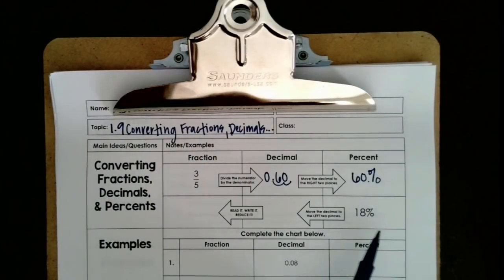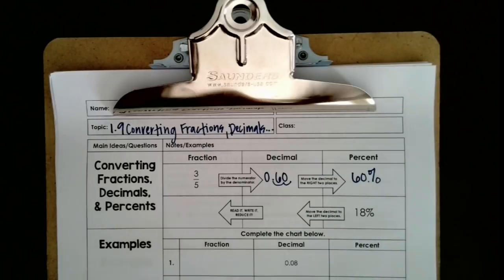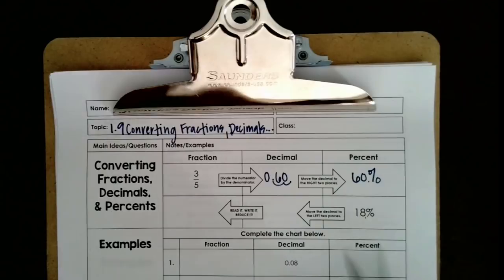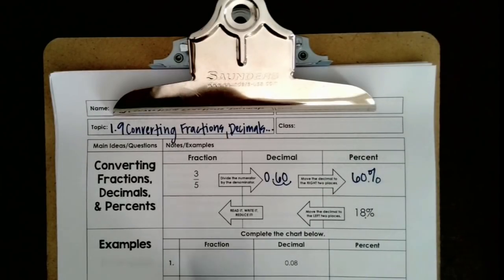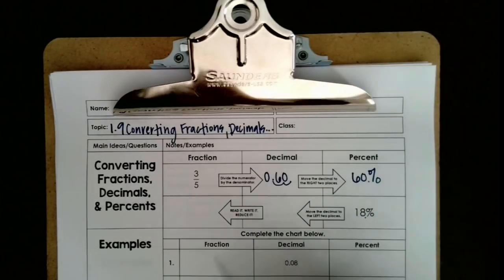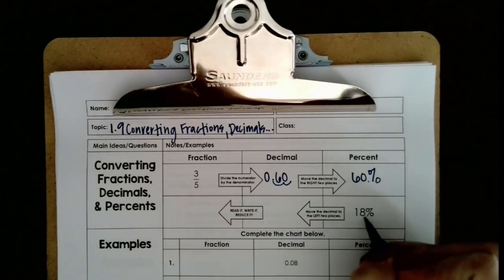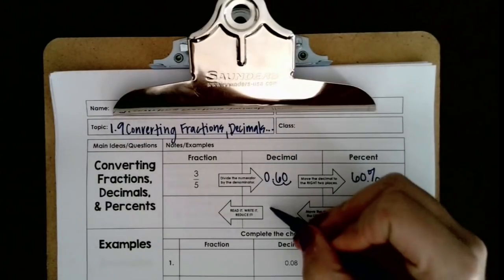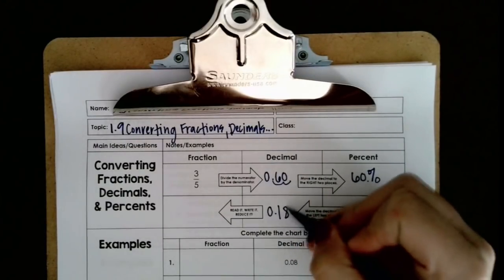Now what happens if we go backwards? Let's say we have something like 18%. So if you remember, the decimal's right here. Now it makes sense that if we're going backwards, we're going to do the opposite of what we did before. So since we moved to the right 2 decimal places to change it to a percent, we're going to move it to the left 2 places to change it back to a decimal. So I'm going to move it 1, 2 places to the left. So now my decimal is 0.18.